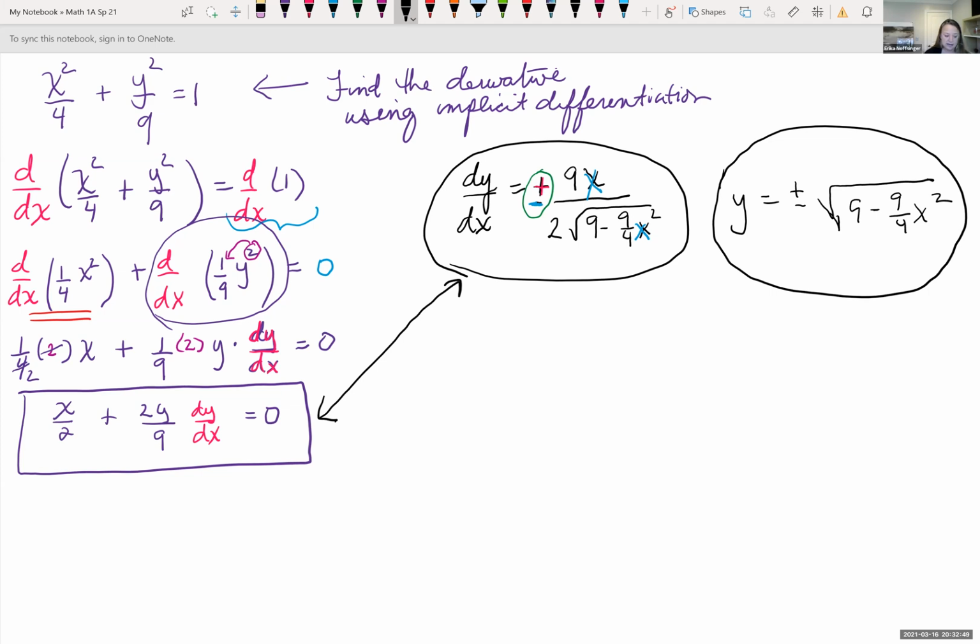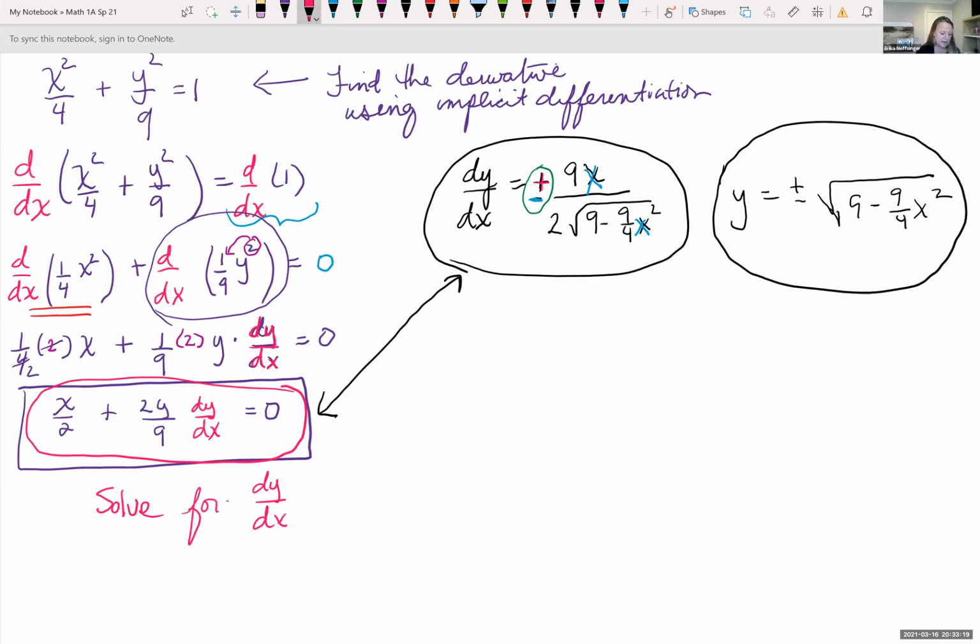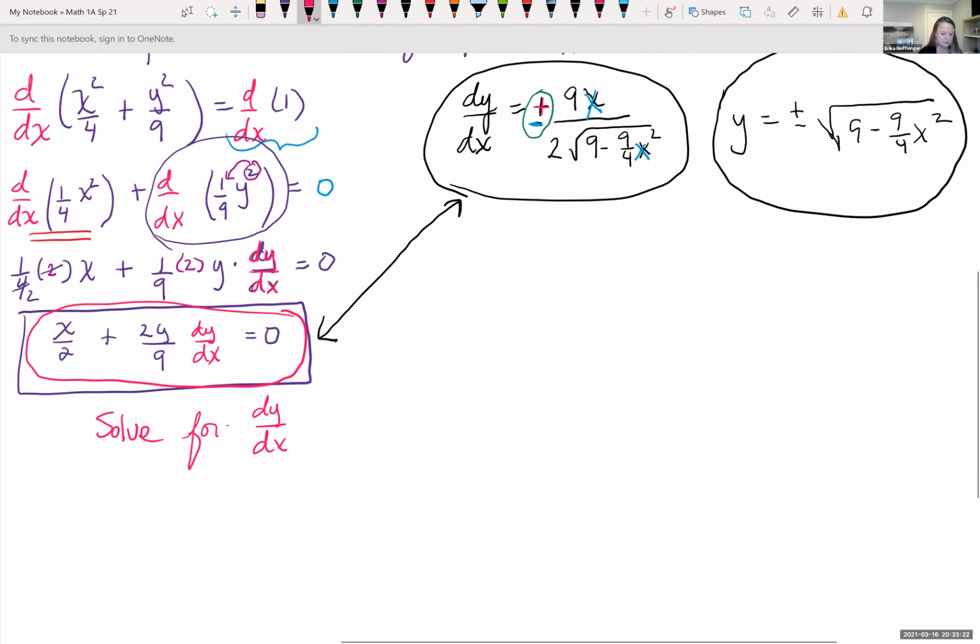So before we can do that, and this is what we're normally going to a lot of times want to do when we're using implicit differentiation: once we did implicit differentiation, you want to solve for dy dx. So let's do that with that equation that we got right here. So we want to isolate the term with dy dx, and then we want to get everything else on the other side. And so we would first subtract our x over 2.